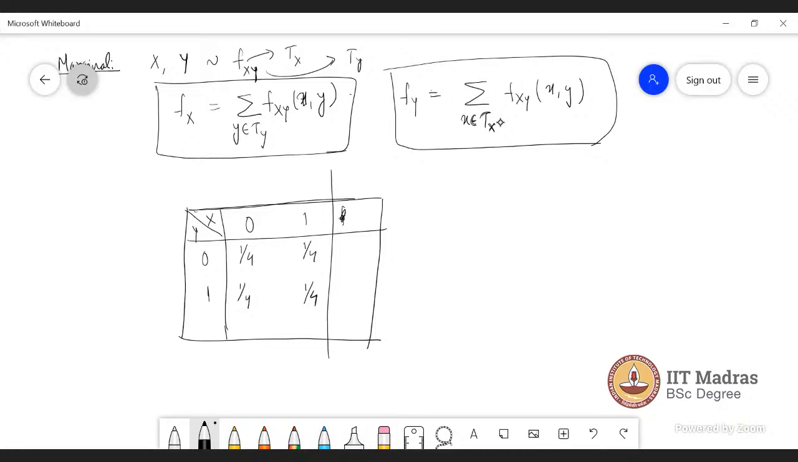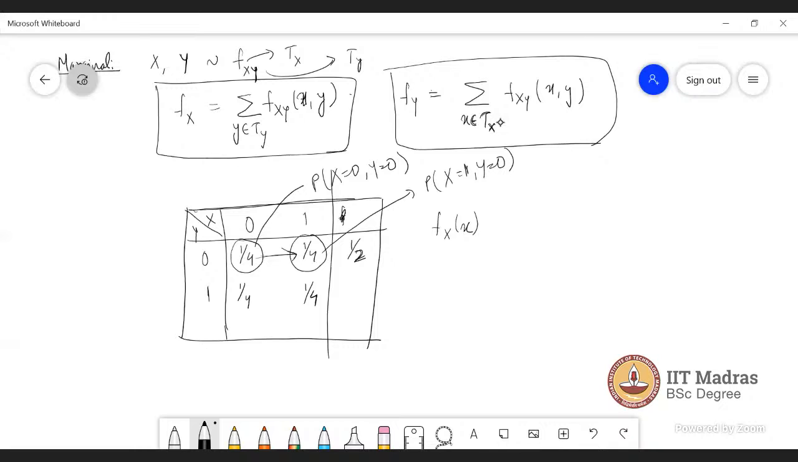Now if I have to find fx of x, it means the marginal of x. So I will sum it over the values of y. This is your fxy, so what does it mean? It means the probability that x is 0, y is 0, and the probability that x equals 1, y equals 0. So I will sum this row, and it will be 1 upon 2.